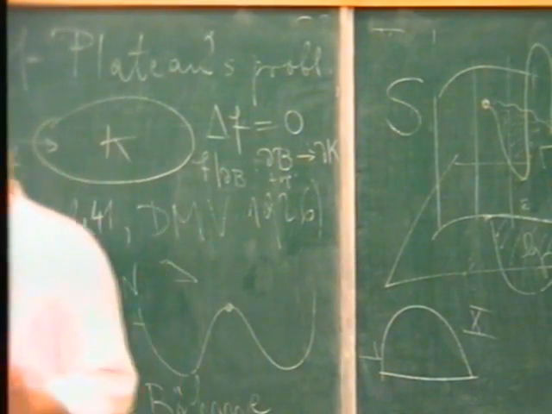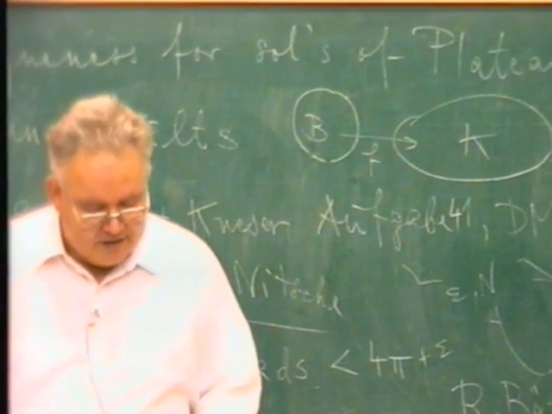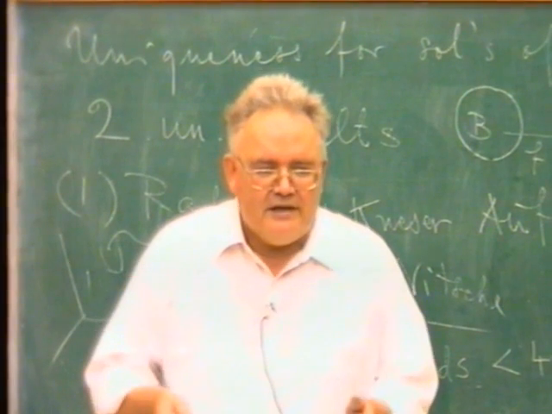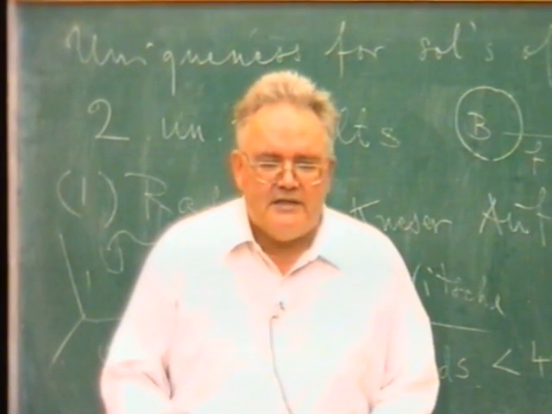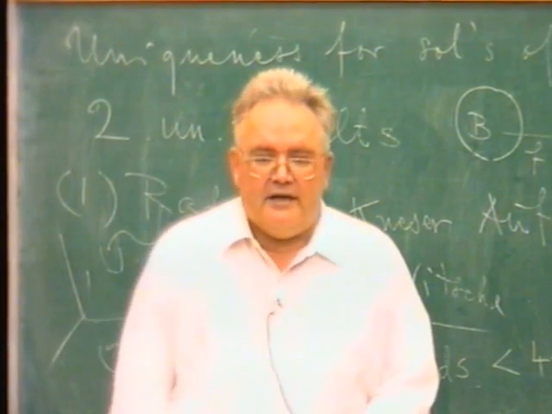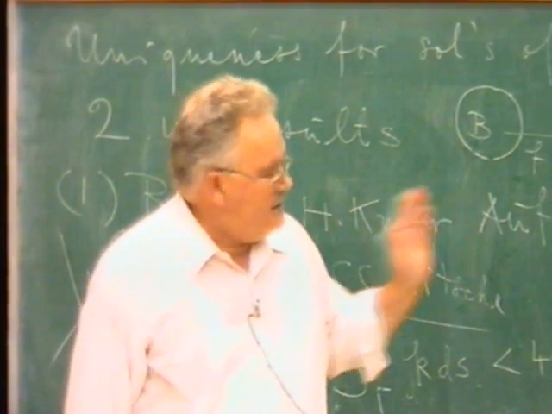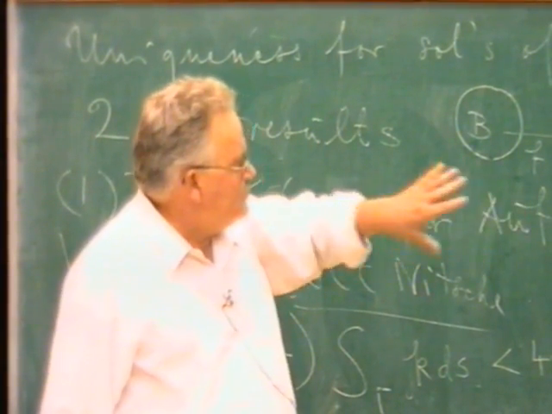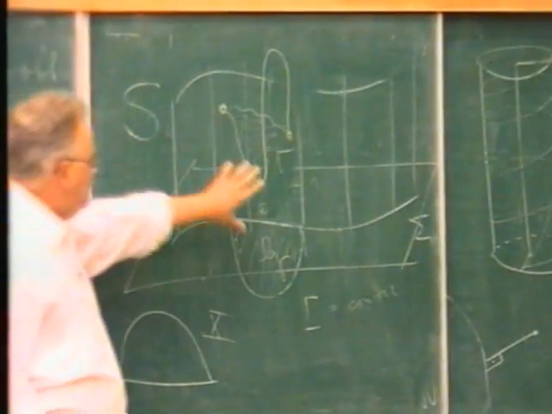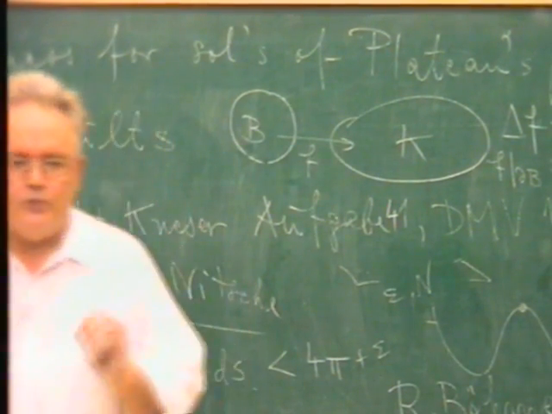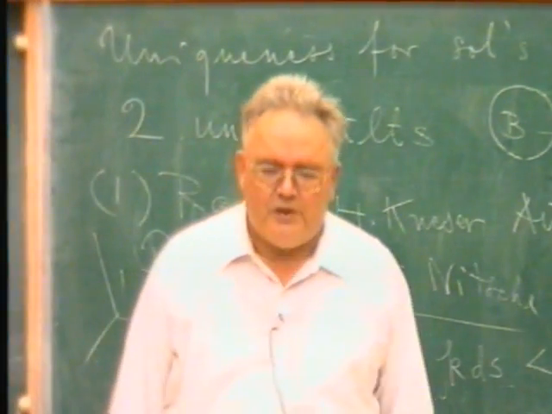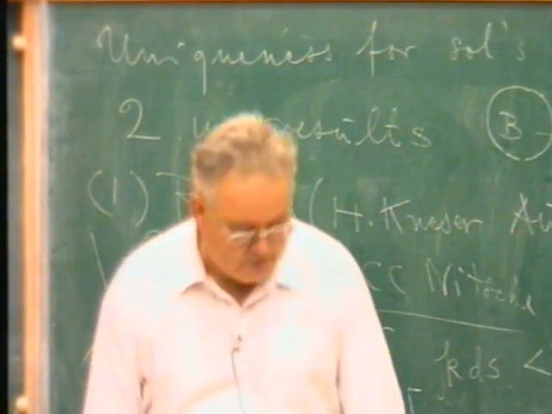And the other conditions we have to add, they look technical, but I hope to convince you next time they are really very close to the truth. As soon as these conditions are violated, there are more solutions. So this I leave to the next time, and then I will show you how I proceed. So in addition to this assumption, I have to add another assumption. Doing this, I can prove uniqueness. And this is a nice application of the theory of partial differential equations, as you will see. Thank you.